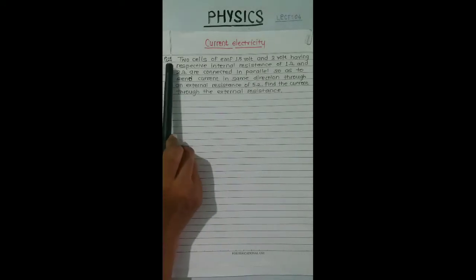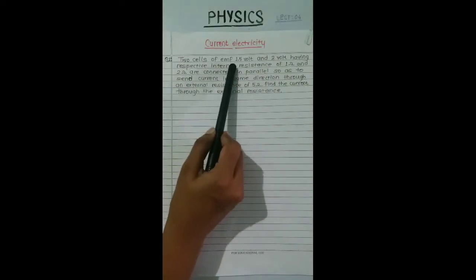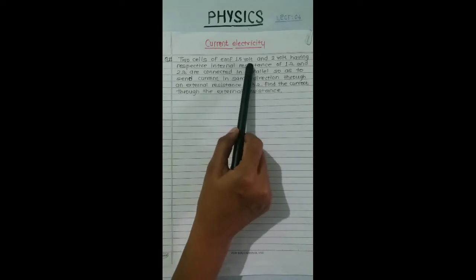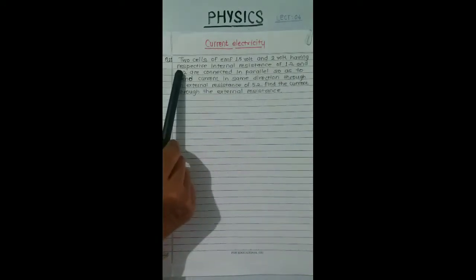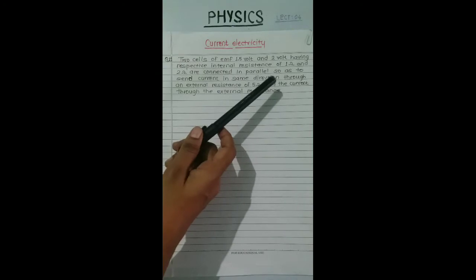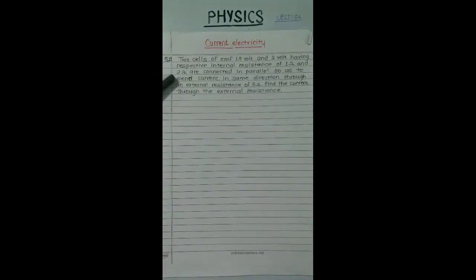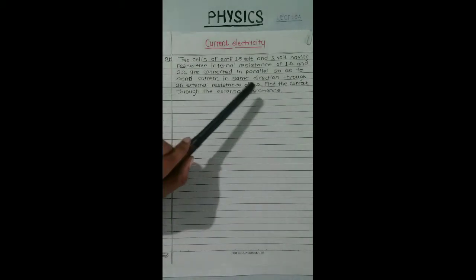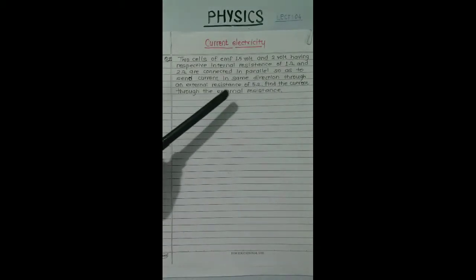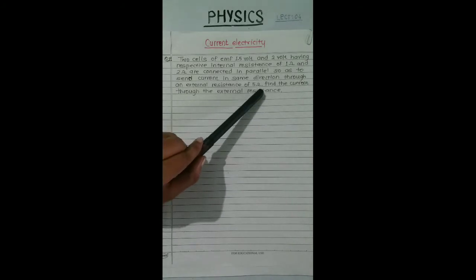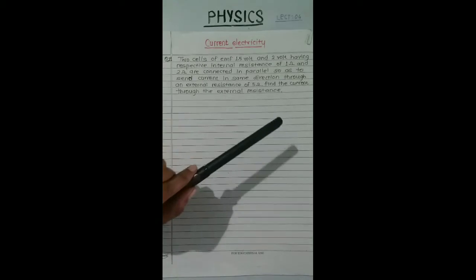Textbook question 11. Two cells of EMF 1.5 volt and 2 volt having respective internal resistances of 1 ohm and 2 ohm are connected in parallel so as to send current in the same direction through an external resistance of 5 ohm. Find the current through the external resistance.